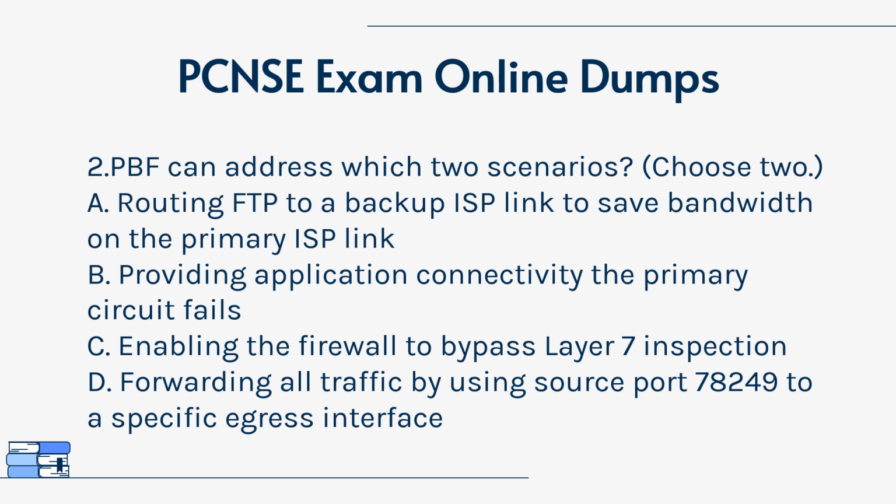2. PBF can address which two scenarios? Choose 2. A. Routing FTP to a backup ISP link to save bandwidth on the primary ISP link. B. Providing application connectivity if the primary circuit fails. C. Enabling the firewall to bypass Layer 7 inspection. D. Forwarding all traffic by using source port 78249 to a specific egress interface.